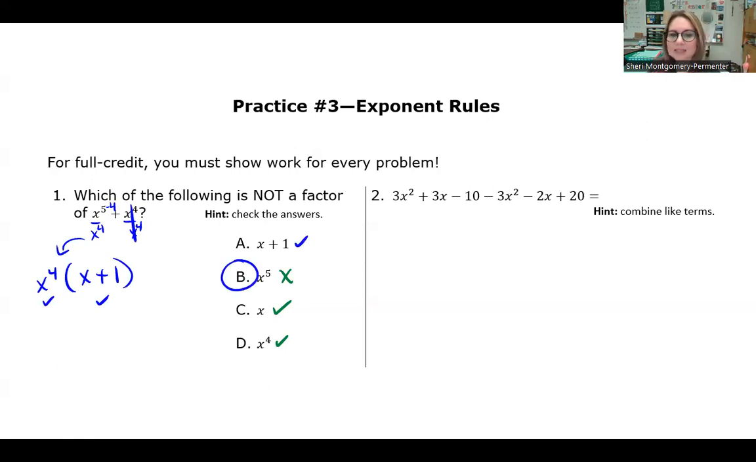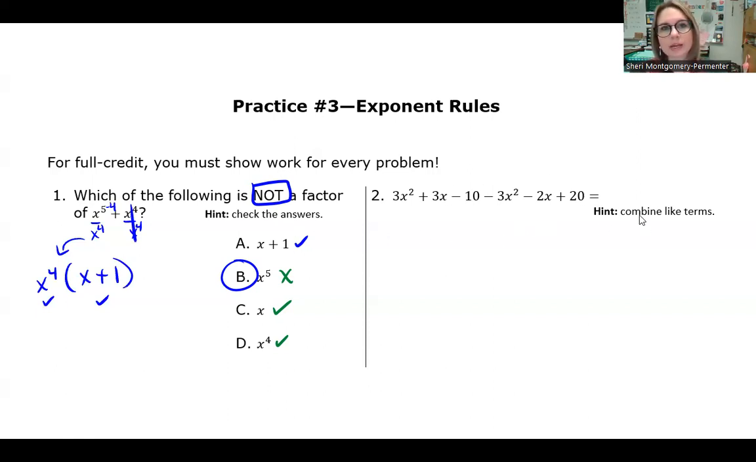So the one that is not a factor is X to the 5th. This is direct from a TSI type question, and they put this answer choice in to distract you because it doesn't look like the rest. Don't pick that answer choice.